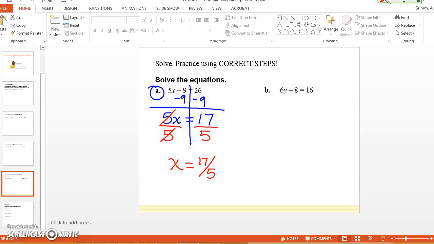Can that fraction reduce? No, 5 and 17 are both prime numbers. So the only thing you can do at this point is leave it as an improper fraction or change it to a mixed number. Does that make sense? And either one is fine. If you change it into a mixed number, then you would say what? 5 goes into 17 3 times, right? Because that'd be 15 with 2 left over. So either one of those answers would be appropriate. I don't care if you leave them in improper.